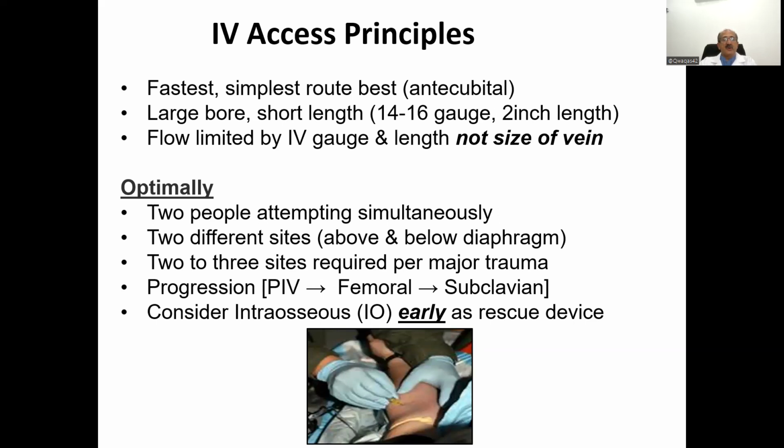So how should we go about it? Optimally, 2 people attempt simultaneously at 2 different sites, 2 of the 3 sites required per major trauma. So we can progress from peripheral IV line to femoral and finally to subclavian. Consider intraosseous access if you cannot access any major vein through peripheral lines. So this is also a rescue device.